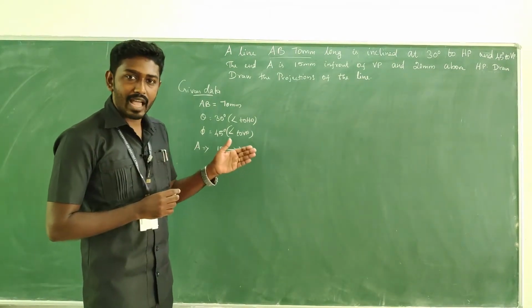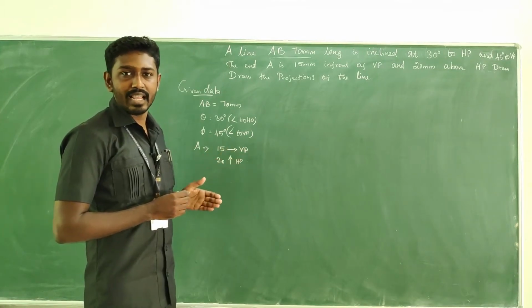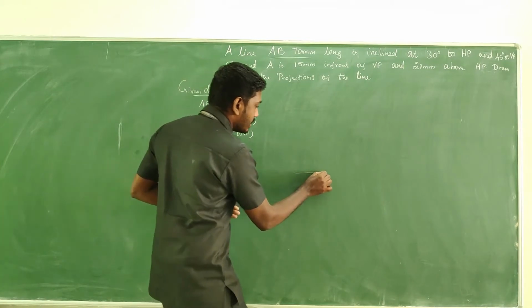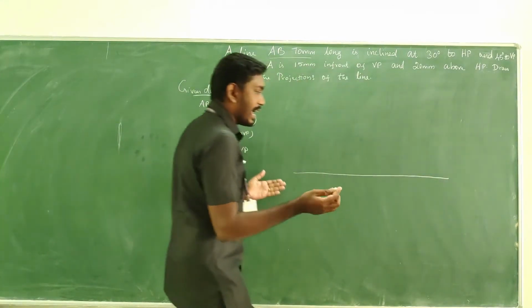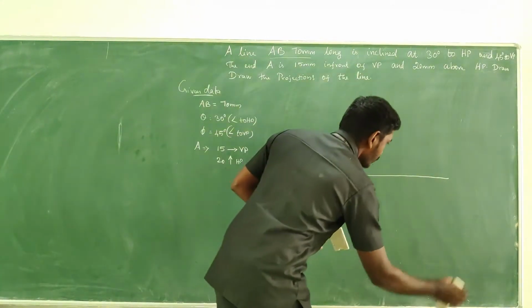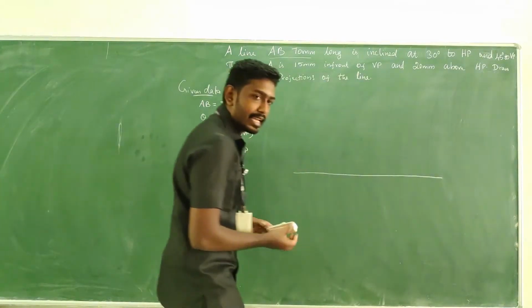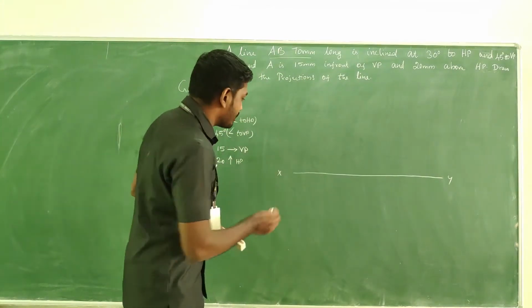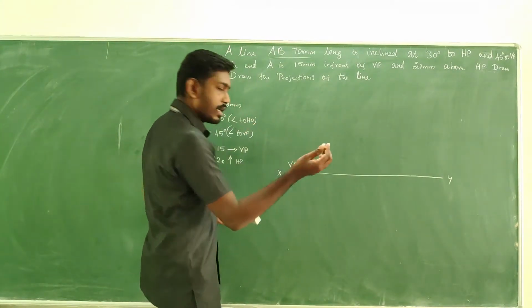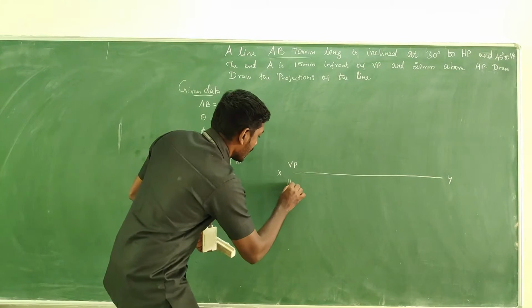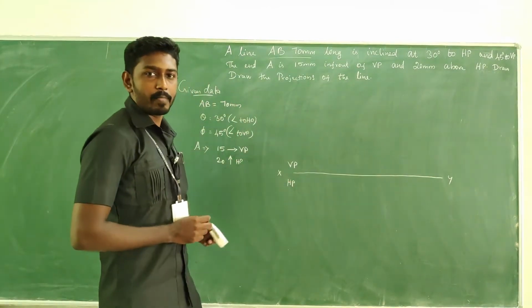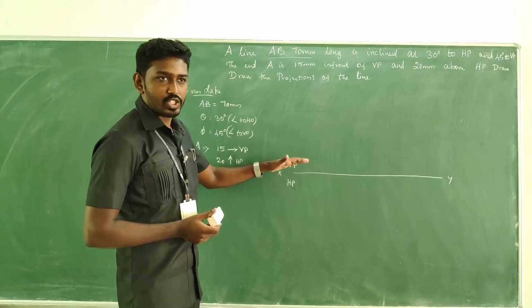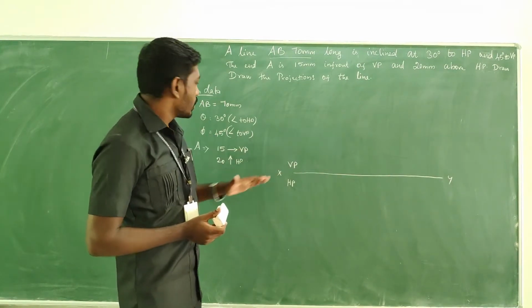First of all, we have to draw a reference line XY, which is nothing but a horizontal line that divides the horizontal plane and the vertical plane. As far as first angle projection is concerned, above the XY reference line is the VP, and below it is the HP. So as per first angle projection, the plane is ready.